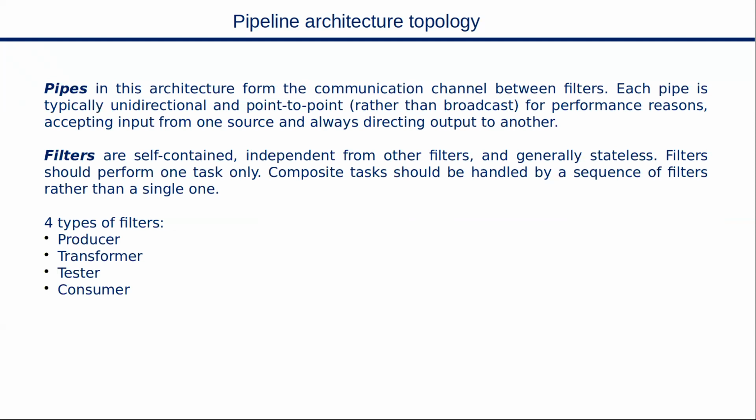So pipes, in this architecture form, are the communication channel between filters. Each pipe is typically unidirectional and point-to-point for performance reasons. So it accepts input from one source and always directs output to another one.